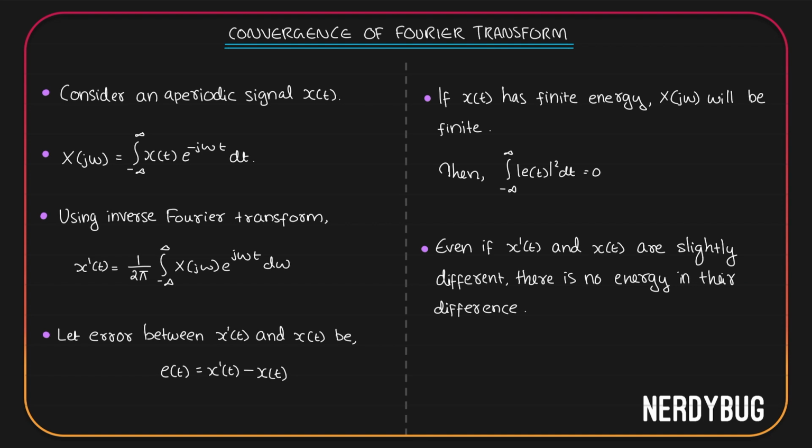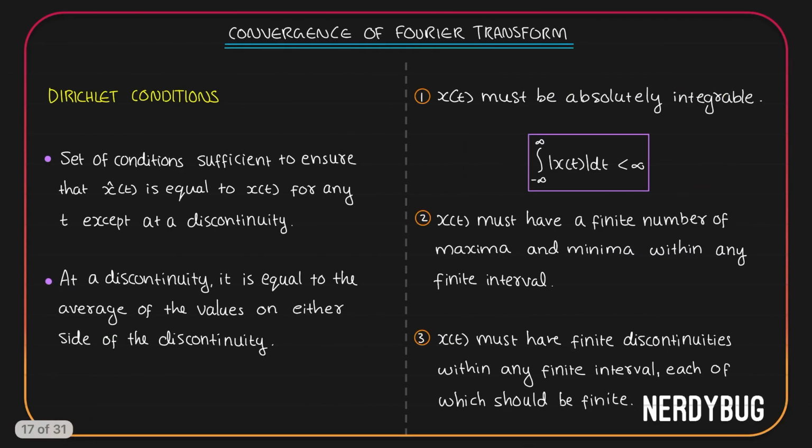In Fourier series, we define certain conditions called Dirichlet conditions for convergence of Fourier series. We can define them here also. Dirichlet conditions is a set of conditions that is sufficient to ensure that x prime of t is equal to x of t for any value of t except at a discontinuity. What happens at a discontinuity is that it will take a value that is equal to the average of the values on either side of the discontinuity. We have seen this in the Fourier series also.